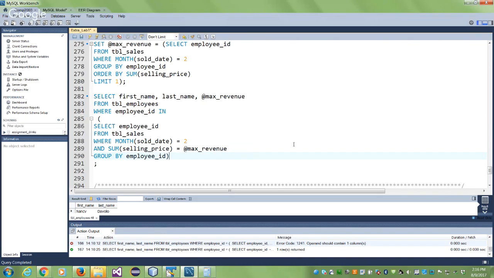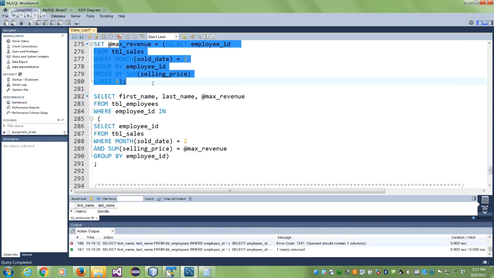Okay, now let's look at it. See what I did. Find out the maximum revenue, right? Now try to find all those employees from this table where the month is 2 and the sum of the selling price is the maximum revenue for that particular employee. I'm grouping by employee ID and adding them together. This will give me a set of employee IDs, and I want to see if that employee ID is in that set.